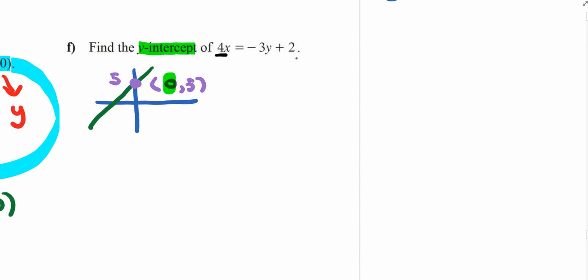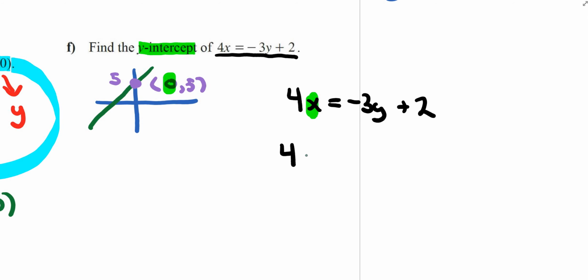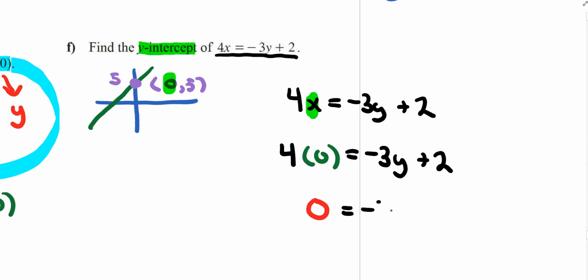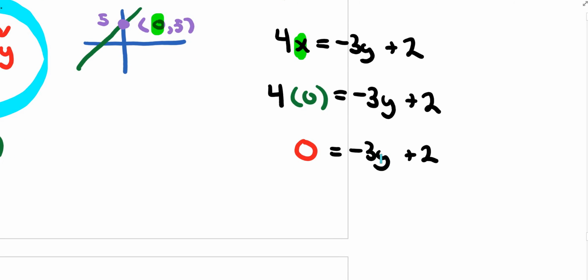Now we're given this equation, which is 4x equals -3y plus 2. So we're just stating that this x value has a value of 0 now when we're dealing with the y-intercept. 4 times 0 is going to be 0, equals -3y plus 2. And now the goal is to isolate for y there.